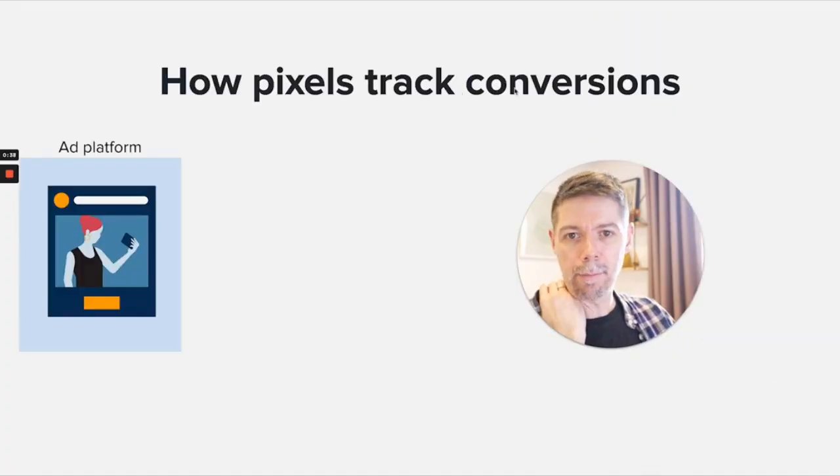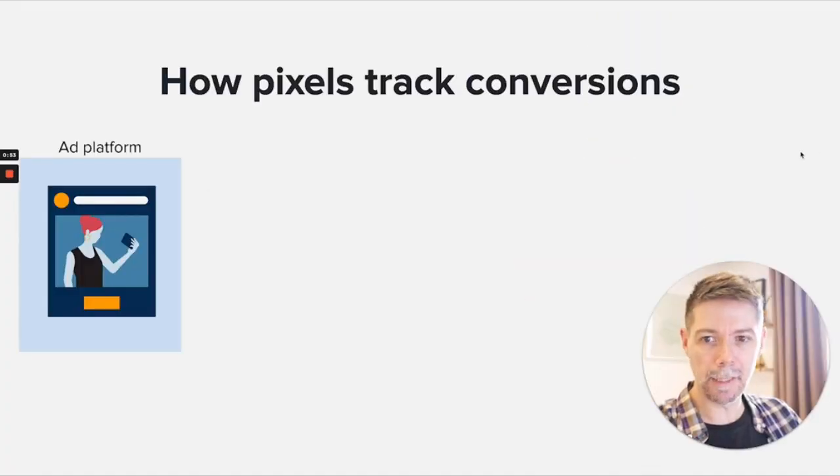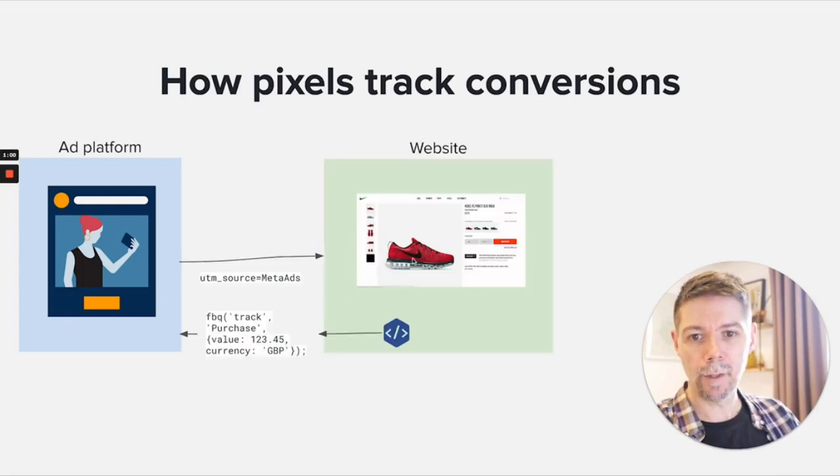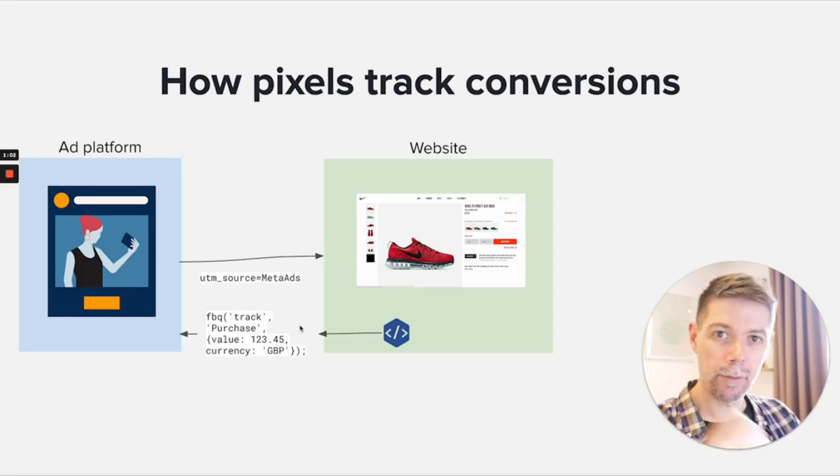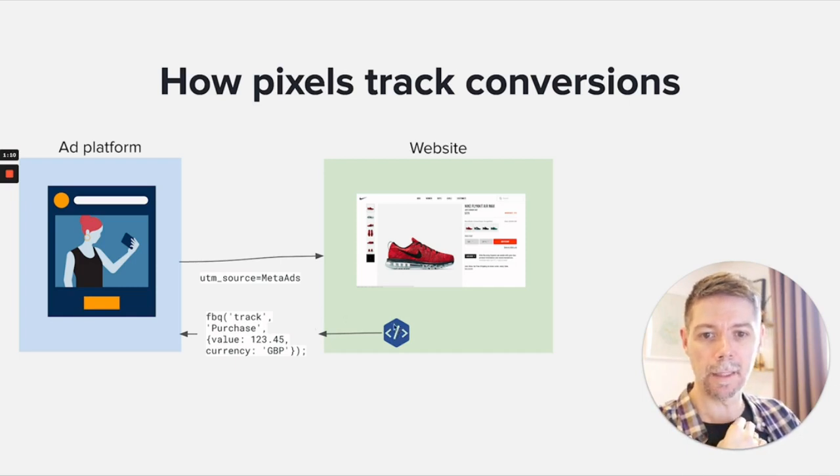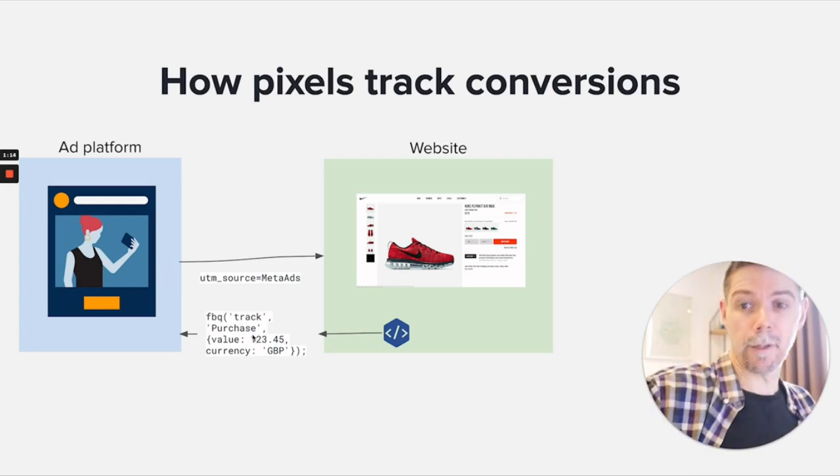So how do pixels track conversions? An ad platform serves an ad to a user. The user clicks the ad. And then when the user does something that we care about, so view a page, add to cart, begin a checkout, install an app, whatever the case may be, the website sends via the pixel back to the ad platform to say, hey, this user has made a purchase.